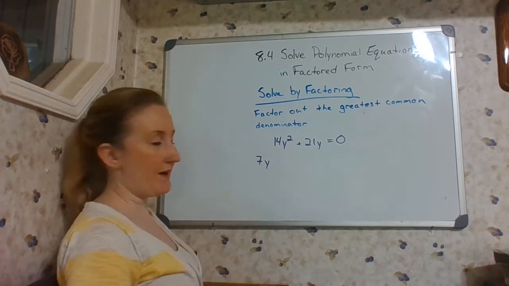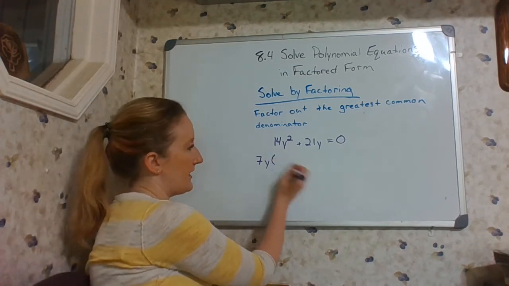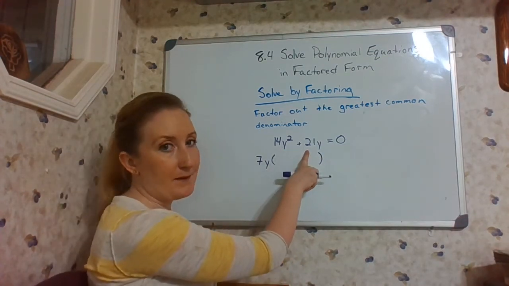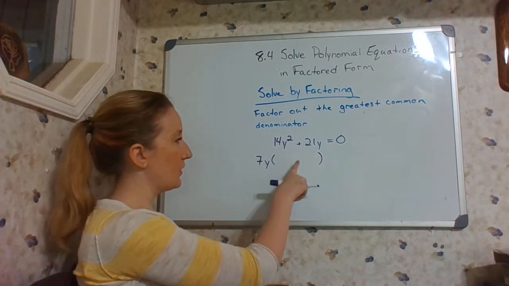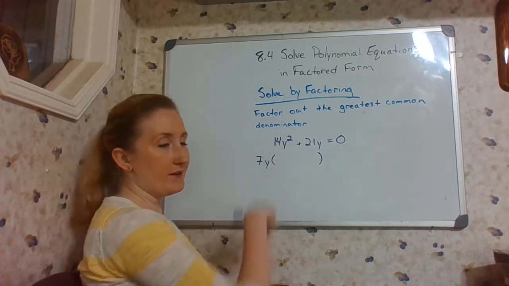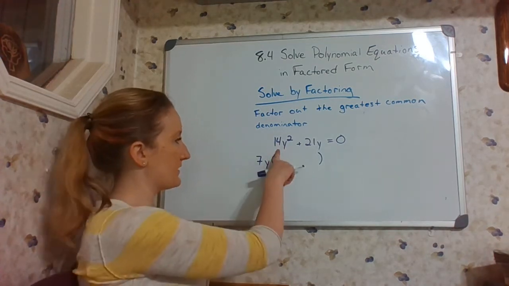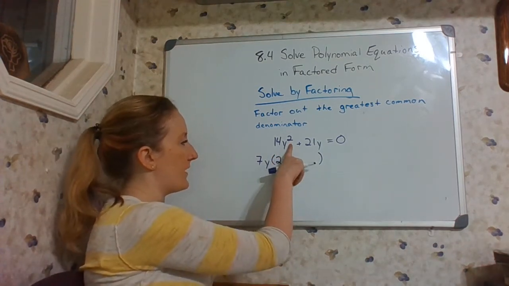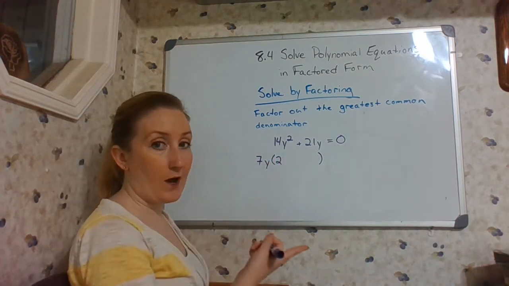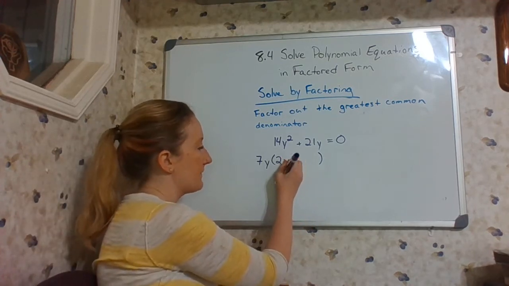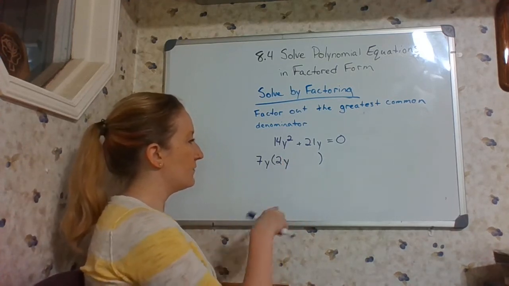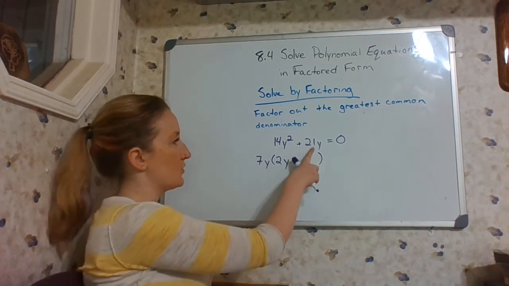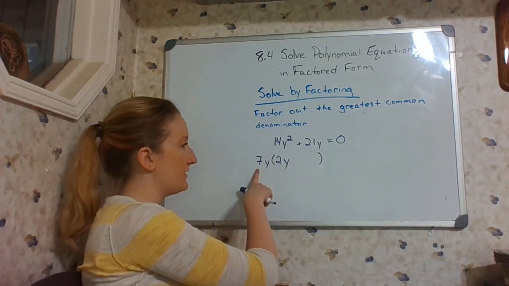So essentially, we have our 7y, and then what we're going to be left with in our parentheses is what these are when you divide them by 7y. So 14y squared divided by 7y: we have 14 divided by 7, which is 2, and we have y squared divided by y, which is y. So we have our 2y. And then we have 21y divided by 7y. 21 divided by 7 is 3.